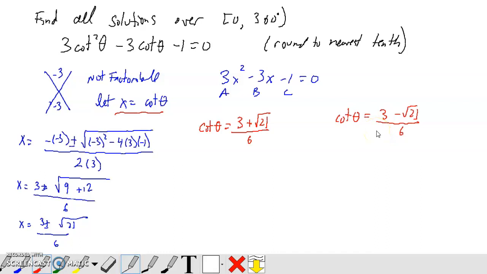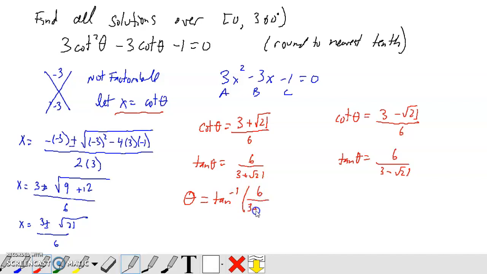Now, I don't know about you, but we don't have a cotangent button on our calculator. What we do have is a tangent. So I'm going to flip my fraction: 6 over 3 plus root 21. And I'll flip my fraction over here: 6 over 3 minus root 21. Then I'm going to apply the inverse. So basically I'm going to switch these two things around. So this will become the inverse of tangent of 6 over 3 plus root 21, and over here, the inverse of tangent of 6 over 3 minus root 21.